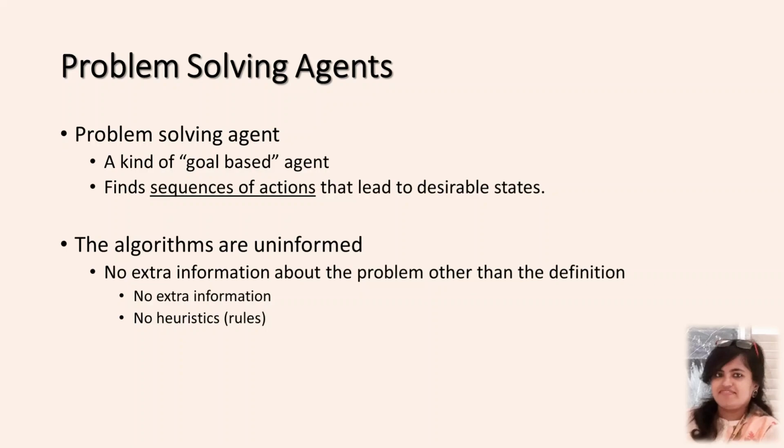Here the algorithms are uninformed, and what is the difference between informed and uninformed will be discussed thoroughly. Just for this purpose, understand these algorithms don't have any extra information, that is why they are known as uninformed. That is, no extra information about the problem other than the definition. So no extra information and no heuristic or rules.